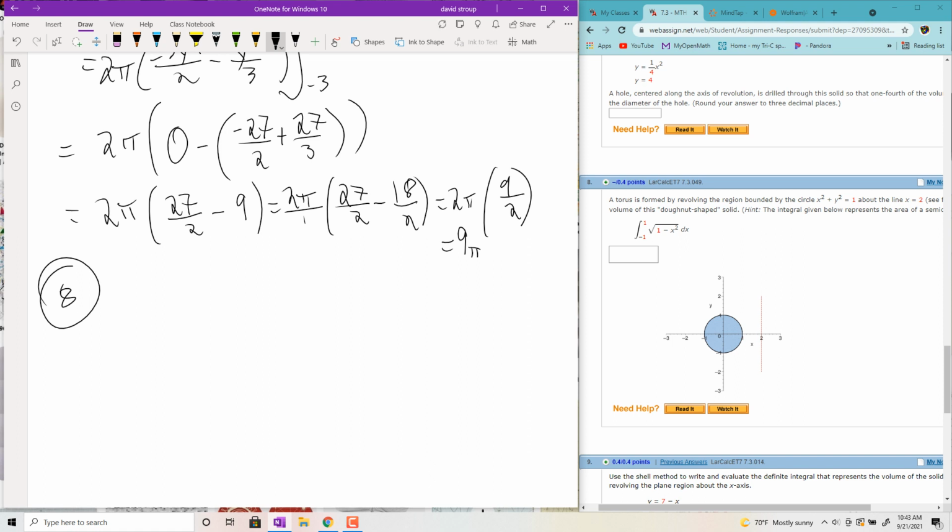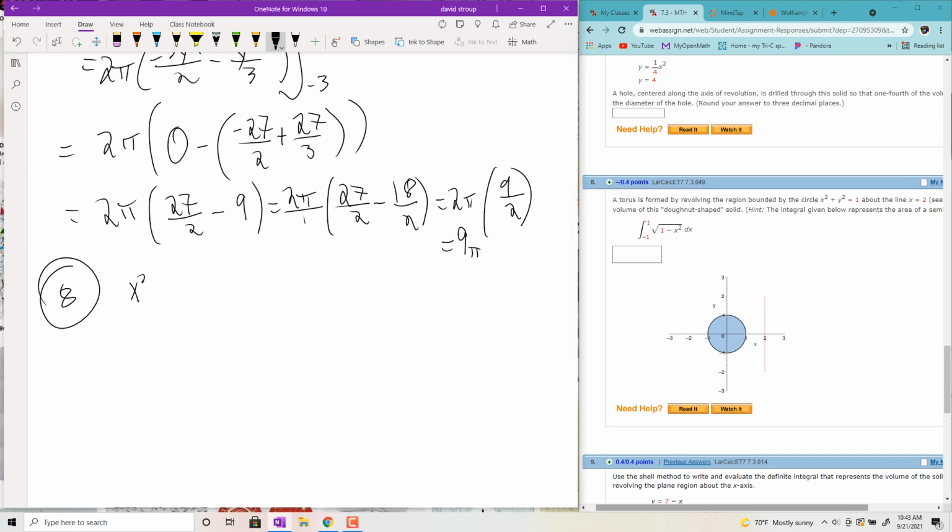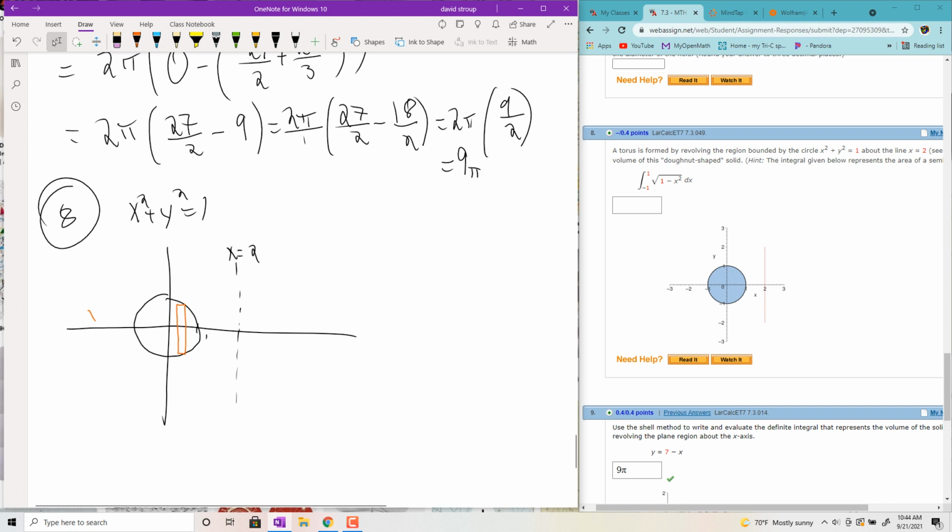So a torus is formed by revolving x squared plus y squared equals 1 about the line x equals 2. Okay, so we have a circle with radius 1, and we're going about the line x equals 2. So again, shells are parallel. We need this guy right here. The Riemann man is going in this direction, so everything's in terms of x.